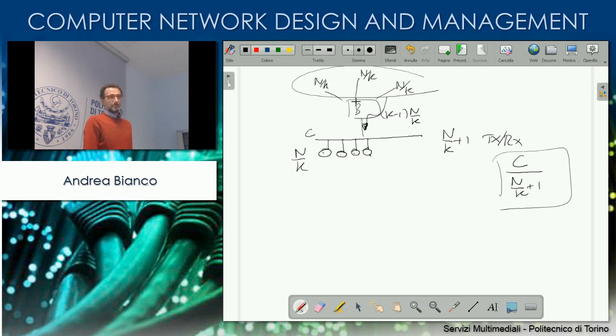Which is the limit in this process? Or if you want, how far can we go in interconnecting a network, in partitioning it? Well, the limit is when K becomes equal to N. When K becomes equal to N, you have a bridge with N ports and a single user per LAN.